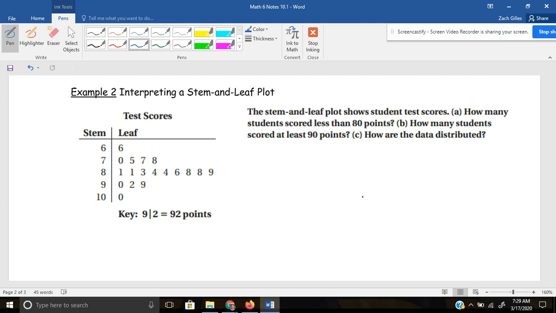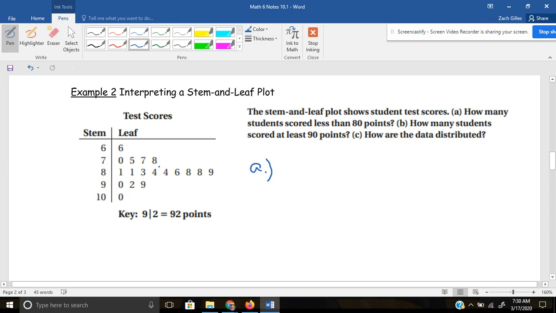A, how many students scored less than 80 points? B, how many students scored at least 90 points? And C, how are the data distributed? Okay, so first one for letter A, how many students scored less than 80 points? All right, so this is 81, so all of these students are above that point.